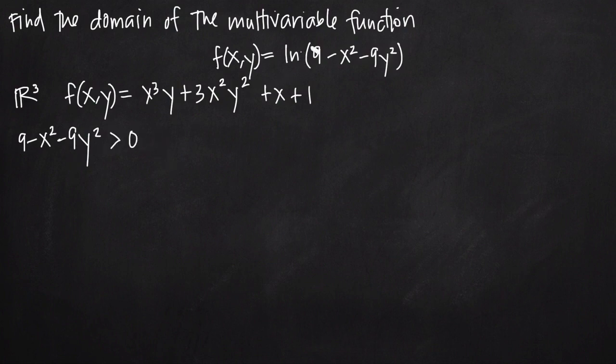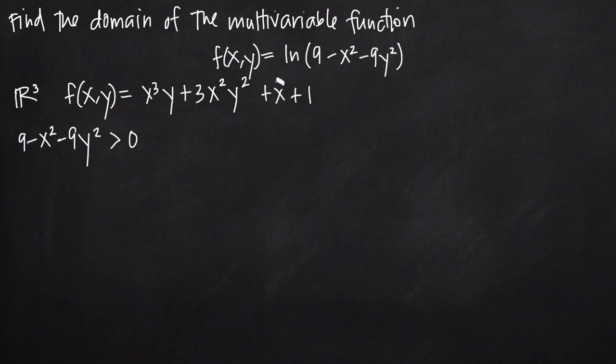If you just plug natural log of 0 into your calculator, you're going to get an error. If you plug natural log of a negative number into your calculator, you're going to get an error. That's because natural log isn't defined when the value inside the natural log is less than or equal to 0. So we want to keep this value greater than 0.